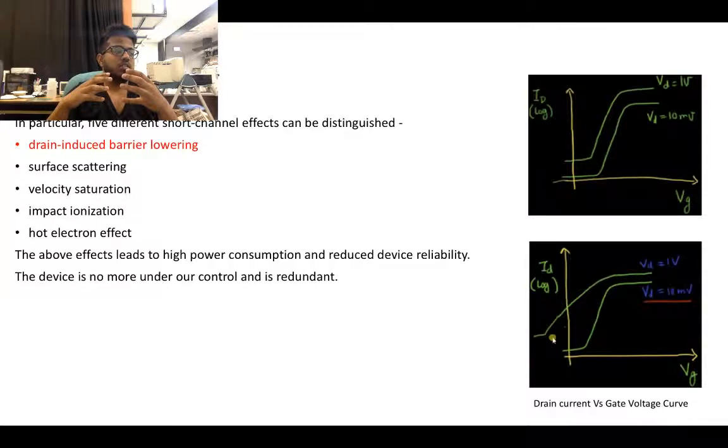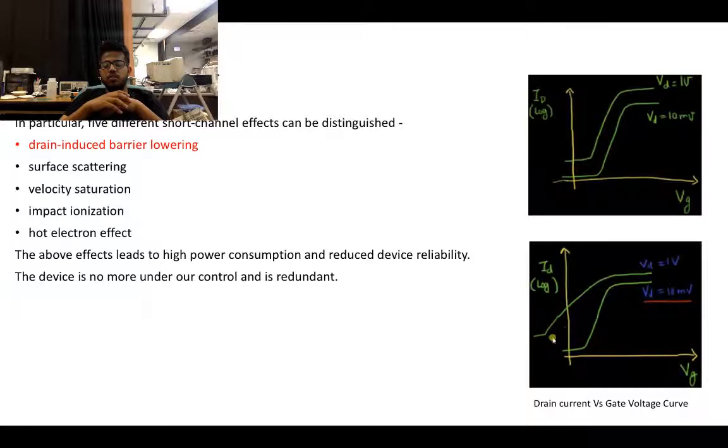which is apart from the scope of today's discussion. But just for our knowledge, there are certain types: drain-induced barrier lowering, which is what I explained. Then we have surface scattering, velocity saturation, impact ionization, and hot electron effect. The above effects actually lead to high power consumption and reduce the device's reliability, and at the end you actually lose control over your device.